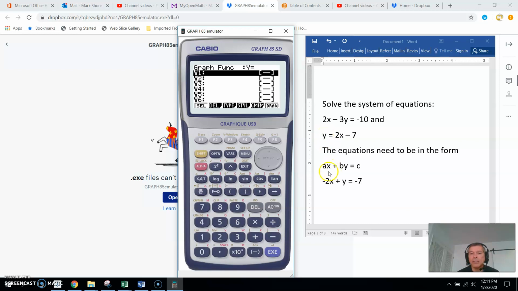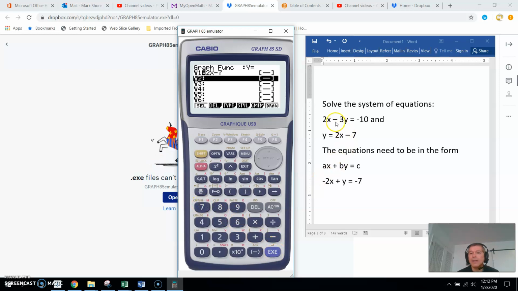See, on systems of equations, in the equation area, you have to have them like this in the simultaneous equation area of the calculator, ax plus by equals c. But in the graph menu, they have to be solved for y. So these all say y, so now I just type in 2x, there's your x key, minus 7, and hit execute to lock it in.